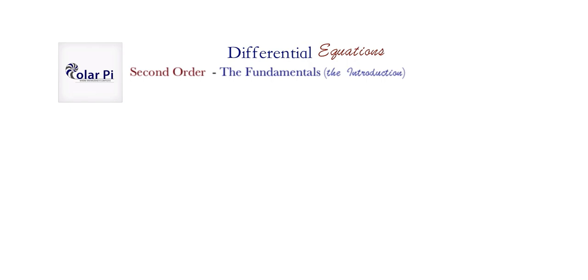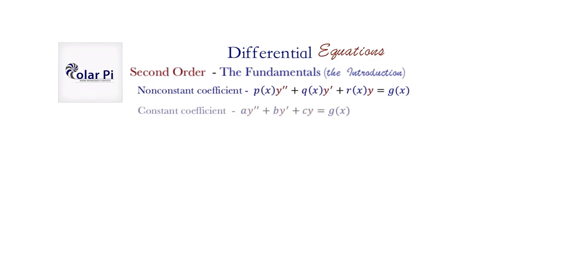Now, to start, we know that a non-constant coefficient second order differential equation would look like this, and of course if P, Q, R are all constants, then it would be a constant coefficient second order linear differential equation. I know, a long name, but that's this here. And if g of x is equal to 0, then it would make it homogeneous.